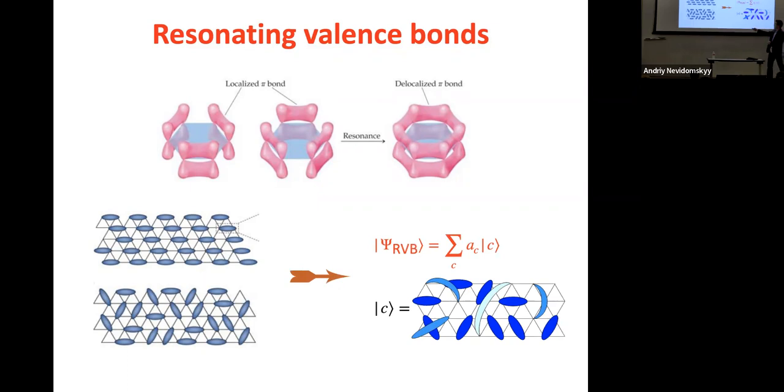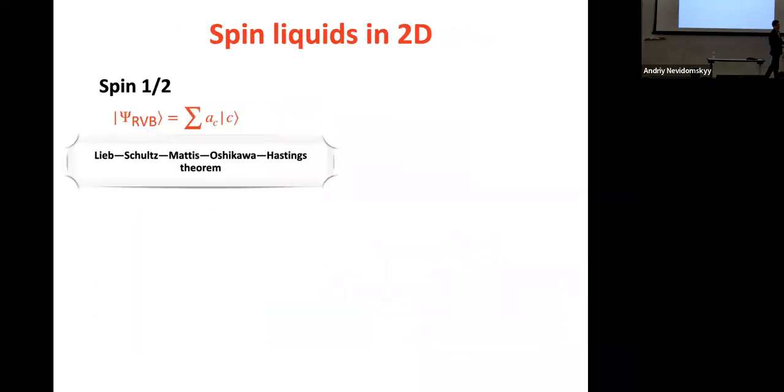And if you only have one particular realization, that's your solid, right? You're stuck in that position and you're done. But if you try to melt it, you end up with a sum over this state and this one and many, many more. And that's Anderson's resonating valence bond. Okay, so that's the liquid we want to achieve.